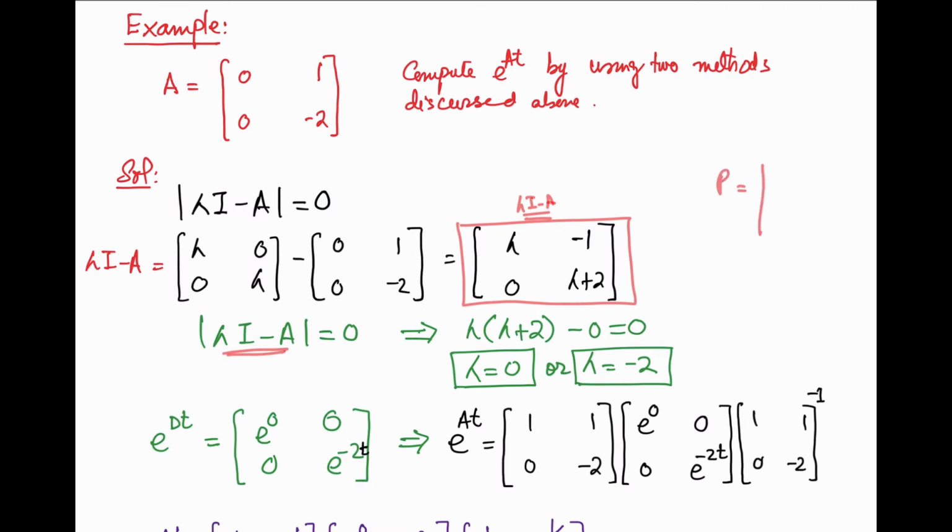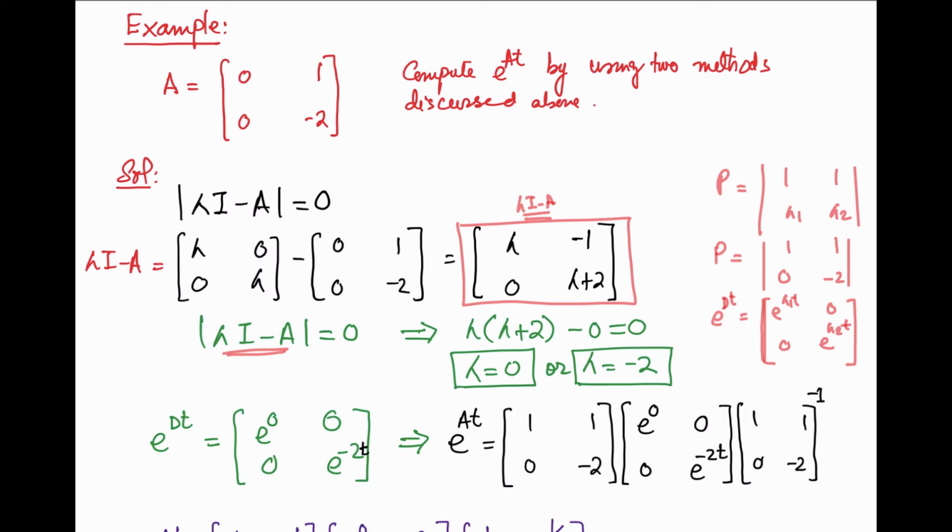So matrix P will be equal to 1, 1, lambda 1, lambda 2. So from here I can write this is 1, 1, 0, minus 2. So this is matrix P. And the second thing that we need to determine is e^(Dt). That is given as e^(lambda 1 t), 0, 0, e^(lambda 2 t). So from this you can determine this exponential matrix.